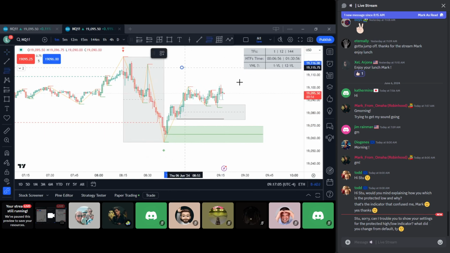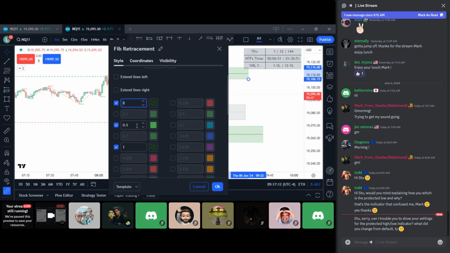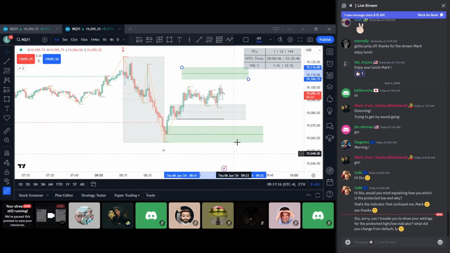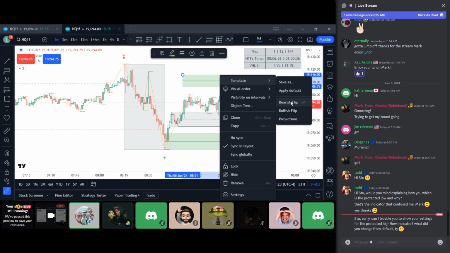It's a fib. So I use the fib and I just chalk the 50% like that. And I primarily use that as my Model 1 for the 1 minute. And I just have a bearish one and a bullish one.